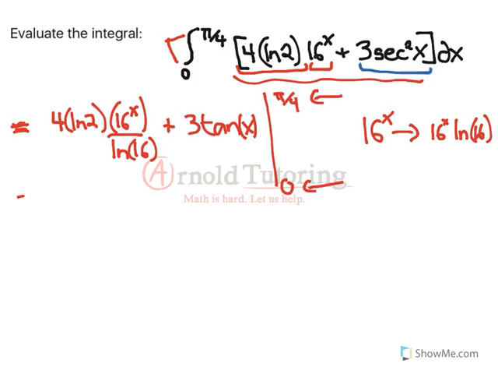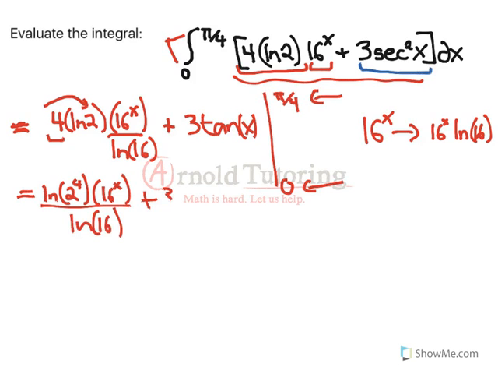Let's remember our logarithm rules. This 4 ln 2, when we have a constant in front of a logarithm, that can also be placed as an exponent on the term inside. So that is just ln of 2 to the 4, times 16 to the x all over ln of 16, plus 3 tan x, from 0 to pi over 4. Now if we look, ln of 2 to the 4, that's just ln of 16. Ln of 16 over ln of 16 can just cancel.